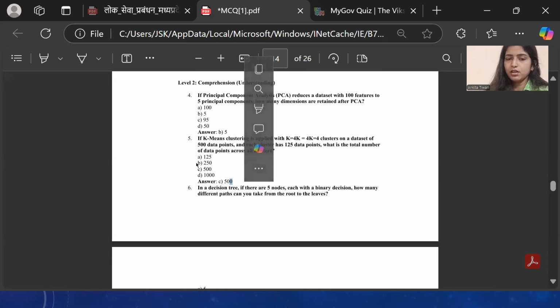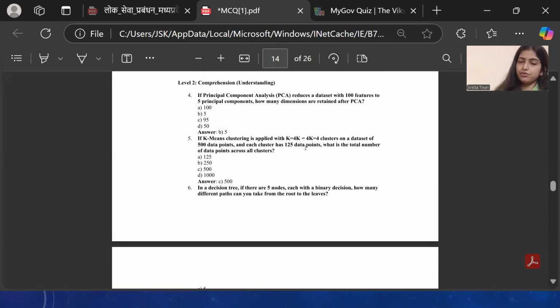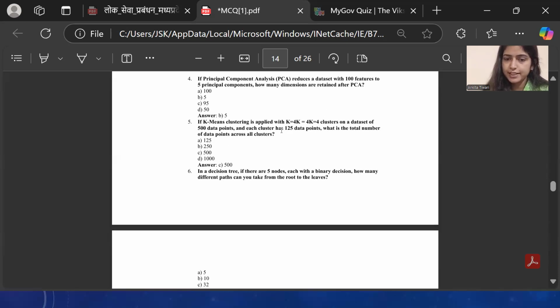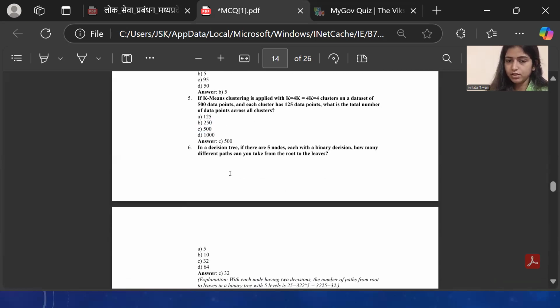Okay. If K-means clustering is applied with K equals 4 clusters on a data set of 500 data points and each cluster has 125 data points, what is the total number of data points across all the clusters? There will be 500. So the answer will be 500.